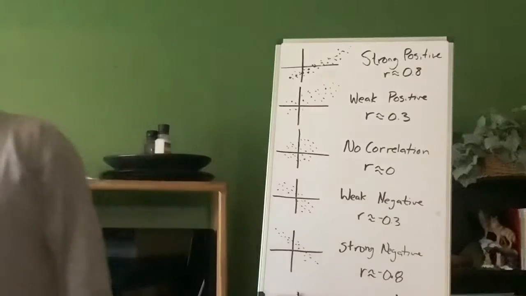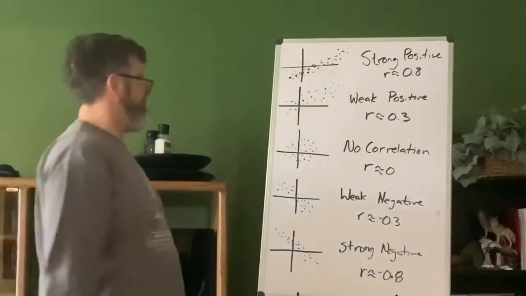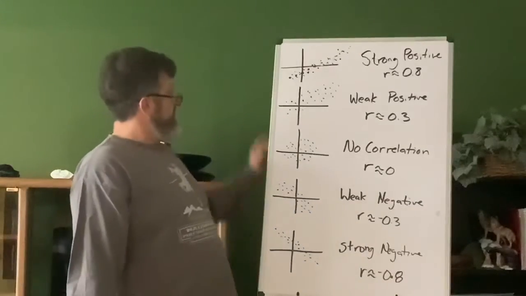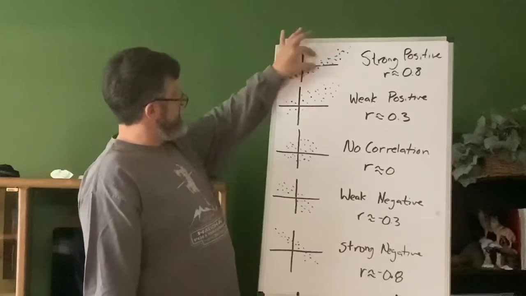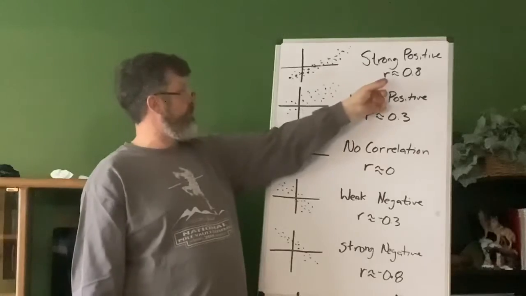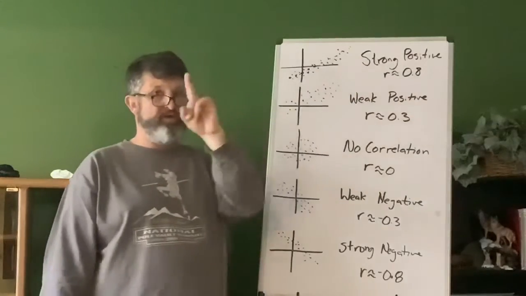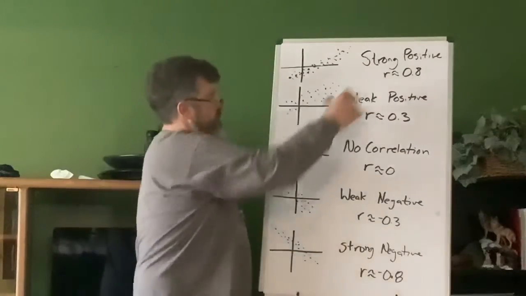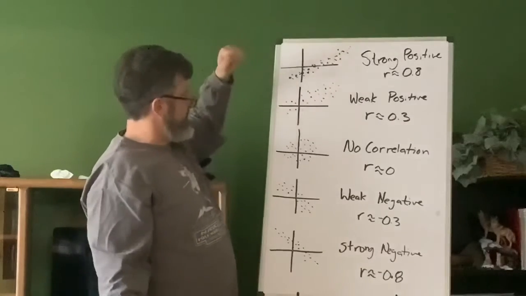As one value is going up, the other value is going up. You can see that the data here is pretty tightly bunched together, so I would say that this data probably has an R value of about 0.8. Remember, 1 is as high as it can go. 0.8 is pretty strong though, so that's what we call a strong positive.